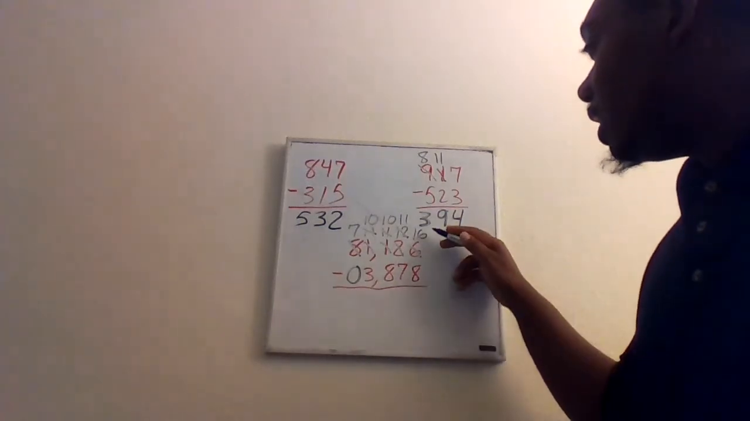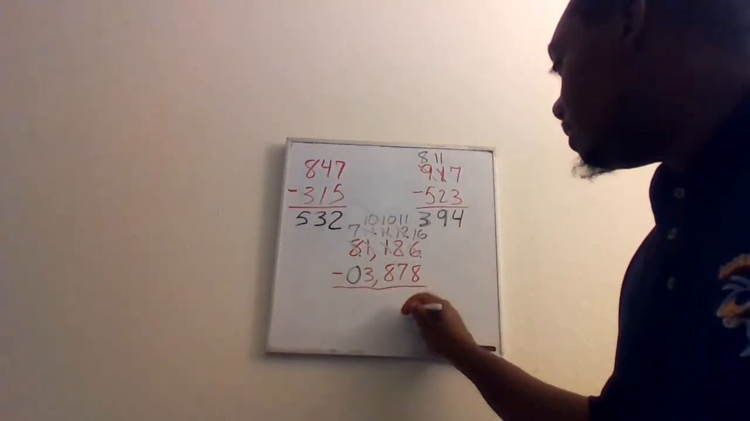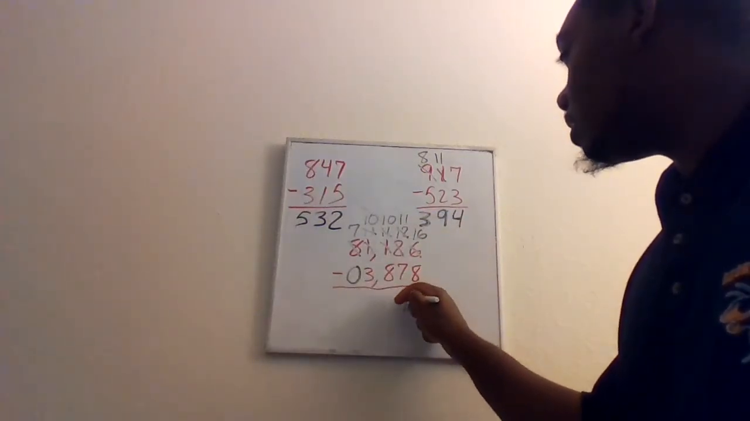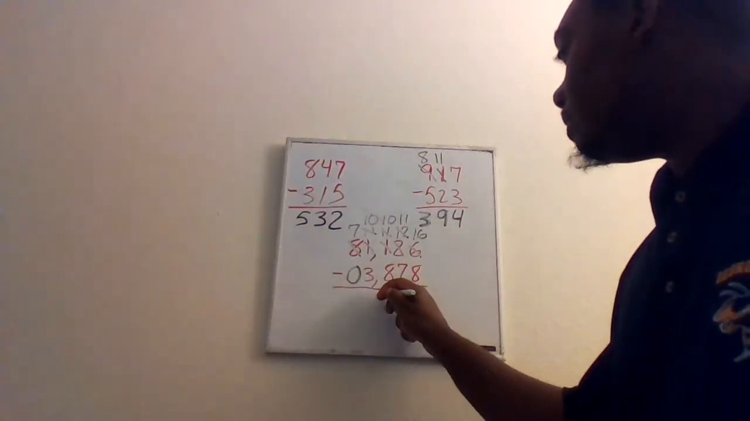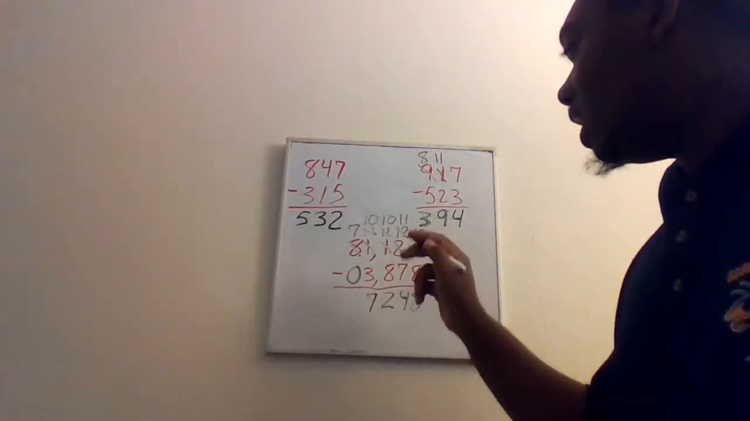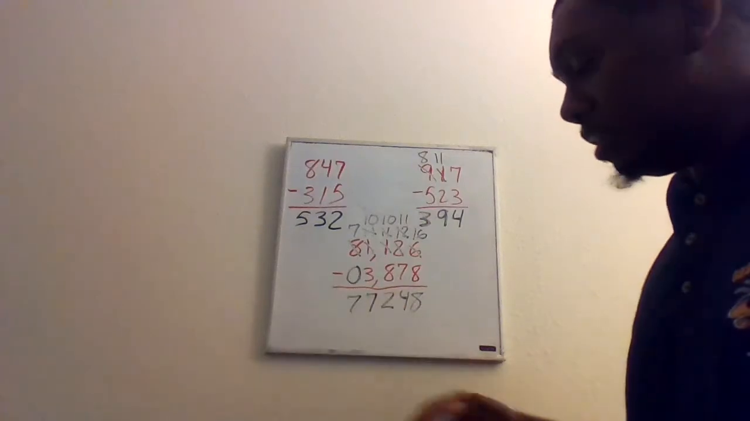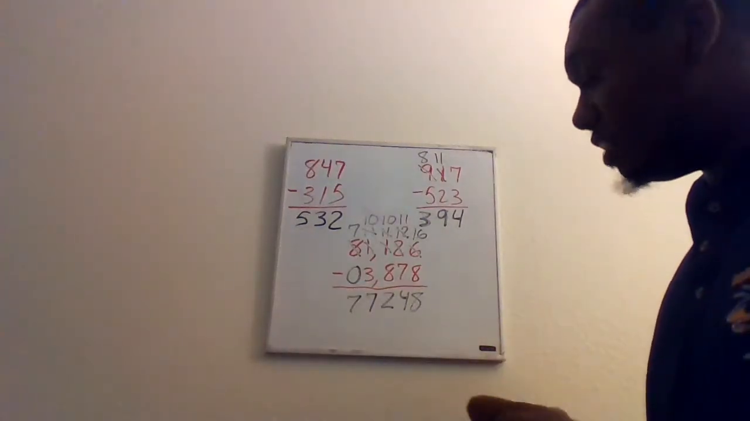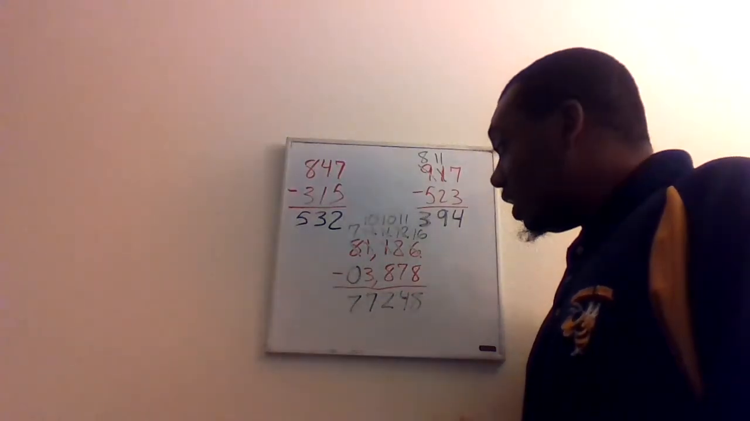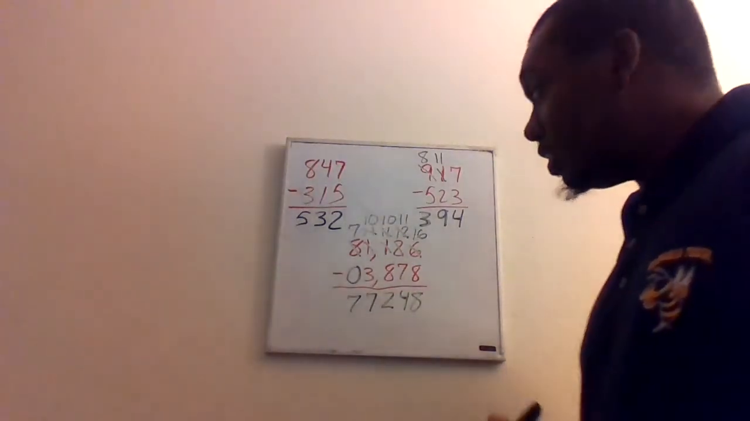So 16 minus 8, we will get 8. 11 minus 7, we will get 4. 10 minus 8, we will get 2. 10 minus 3, we will get 7. And 7 minus 0, we will get 7. So we will get 77,248. And that would be our answer.